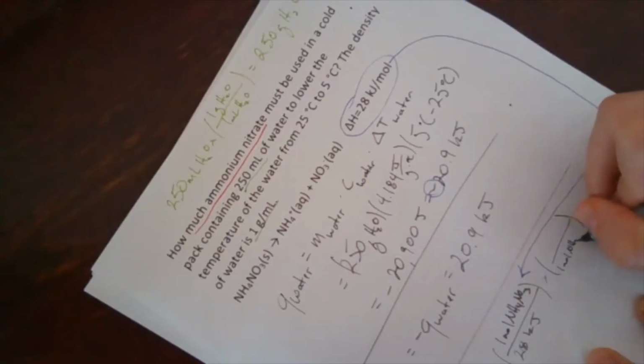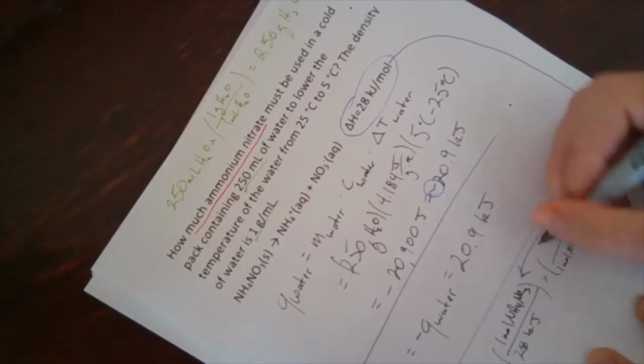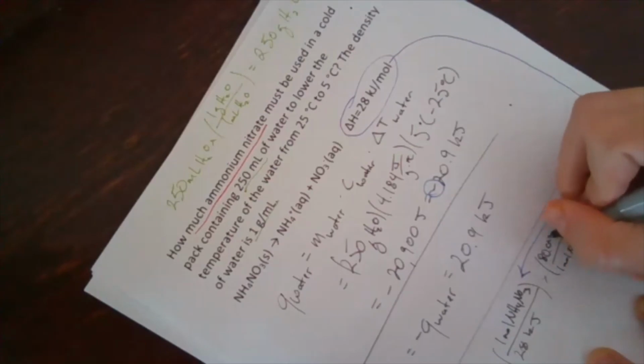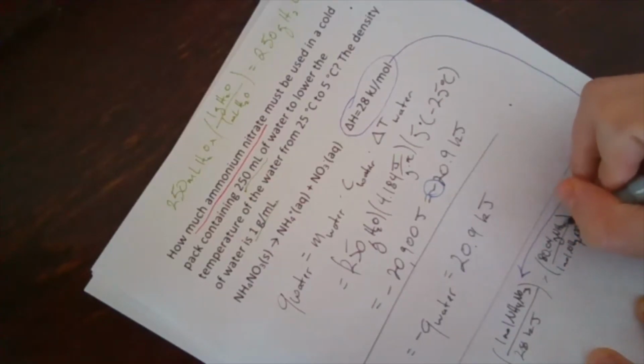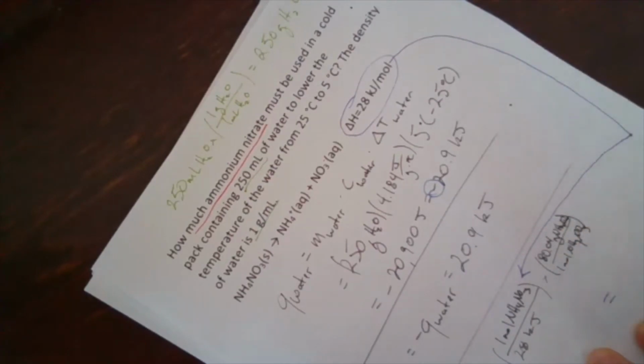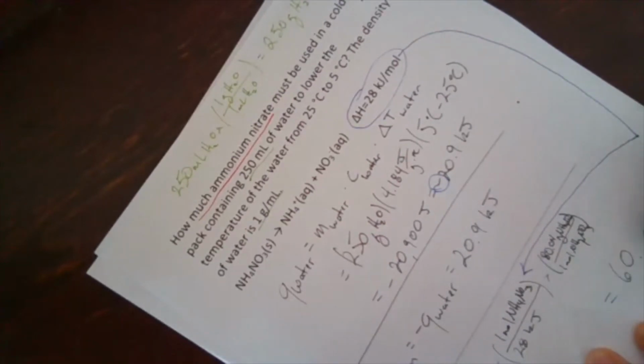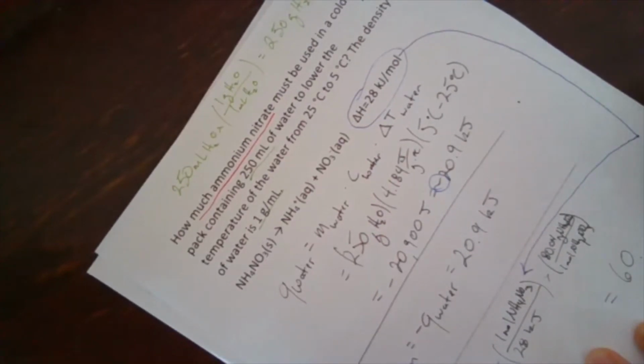Calculate the molar mass of ammonium nitrate. It is 80.04 grams per mole. And so collectively, I need 60 grams of ammonium nitrate.